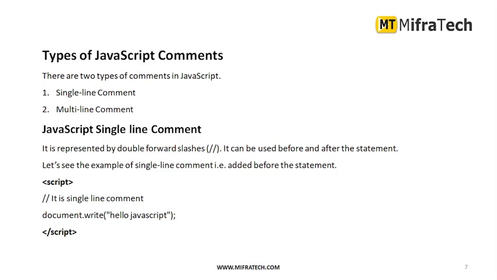There are two types of JavaScript comments: single-line comments and multi-line comments. JavaScript single-line comments work with double forward slashes. In the example script, the double slash makes it a single-line comment. Then document.write("Hello JavaScript"). The comment will be ignored, and the Hello JavaScript will be displayed.